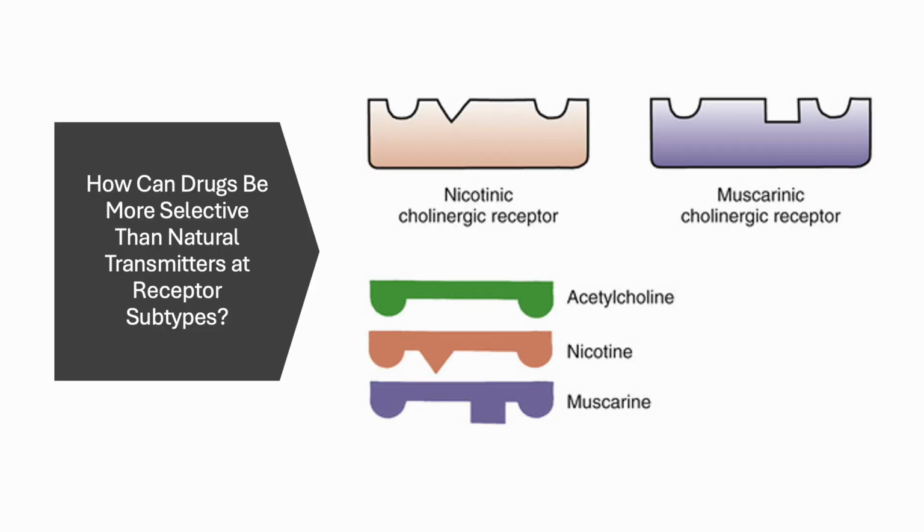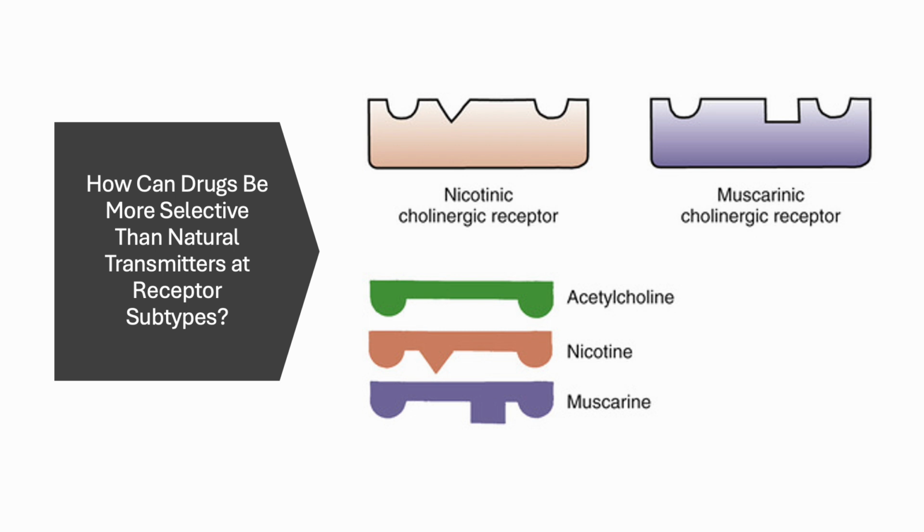Our next question is, how can drugs be more selective than natural transmitters at each of these receptor subtypes? The receptor subtypes, again, are nicotinic versus muscarinic receptors, and the broader category is that they're both cholinergic receptors. So the question again is, how can drugs be more selective? If you look at acetylcholine, the natural transmitter, you can see the two semicircle shapes fitting in both nicotinic and muscarinic cholinergic receptors.